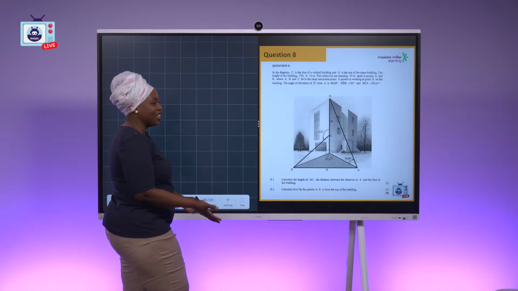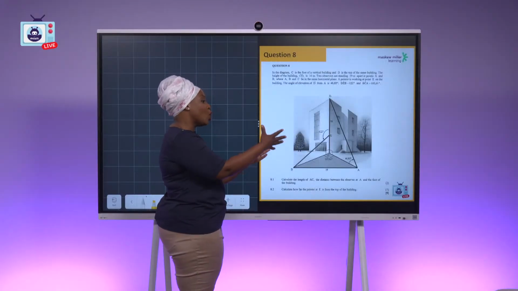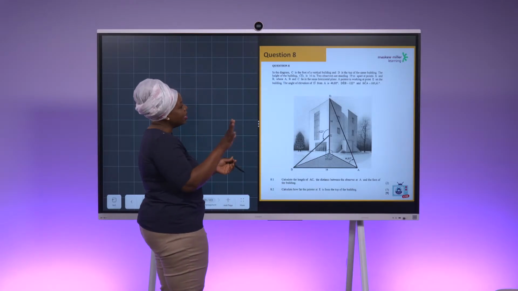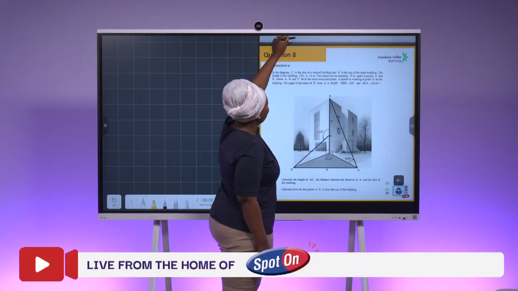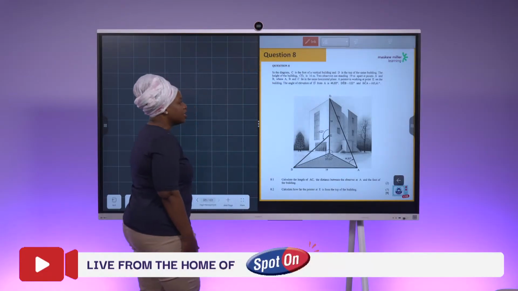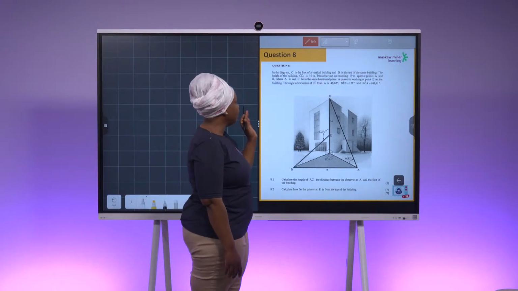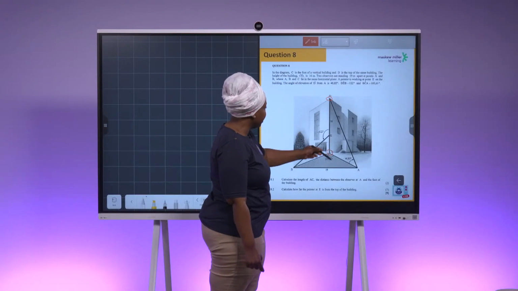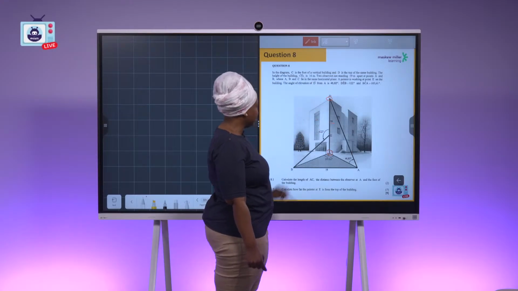Now, question 8 on the same question paper had something like this, a very beautiful house, which shows that houses also use trigonometry to get to where they want to go. But that is a story for another day. Let's check what we have here. In question 8, they said in the diagram, C is the foot of a vertical building, and D is the top of the same building. The height of the building is CD, and they said it's 16 meters.